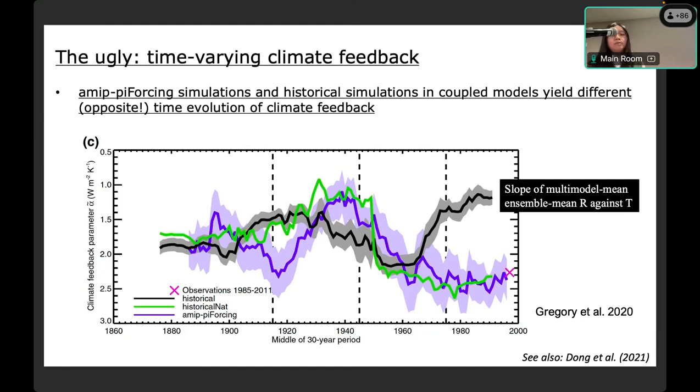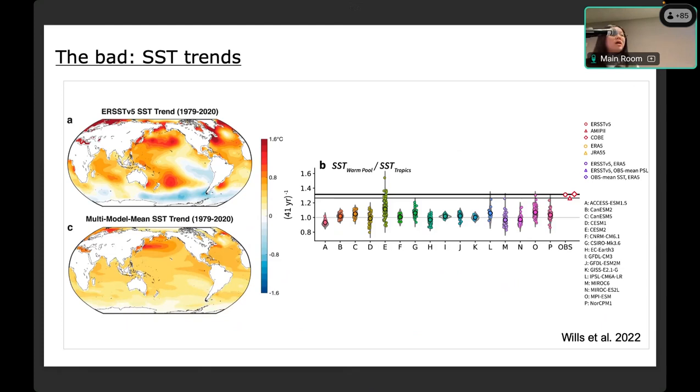This discrepancy is largely attributed to the bad SST trends. I believe I've seen this a lot. So very few ensemble members capture this recent cooling over the Eastern Pacific, which is important for radiative feedback estimation.